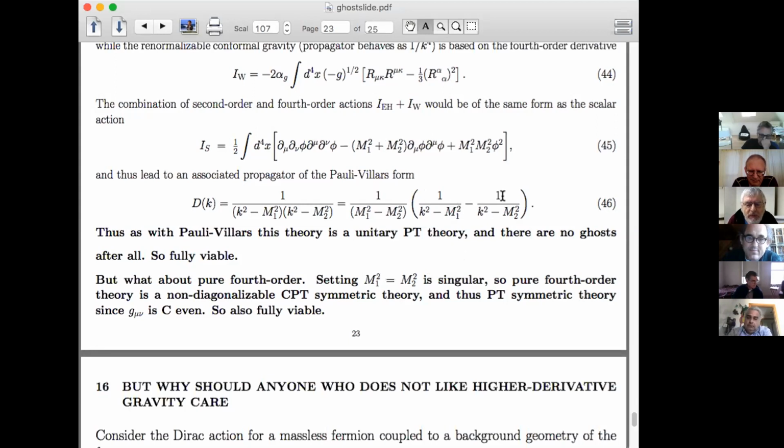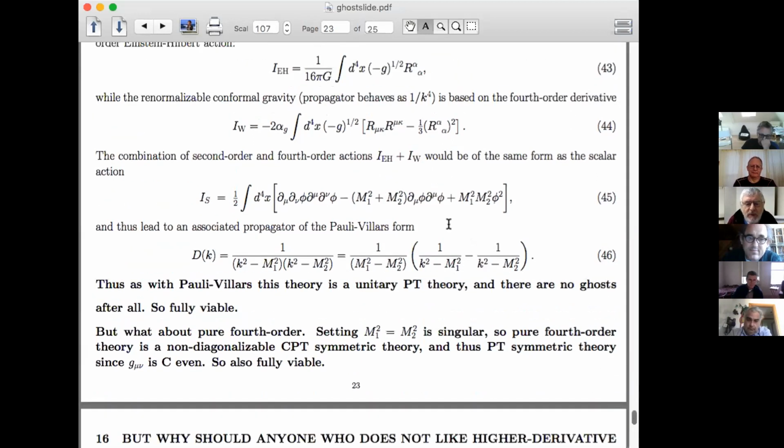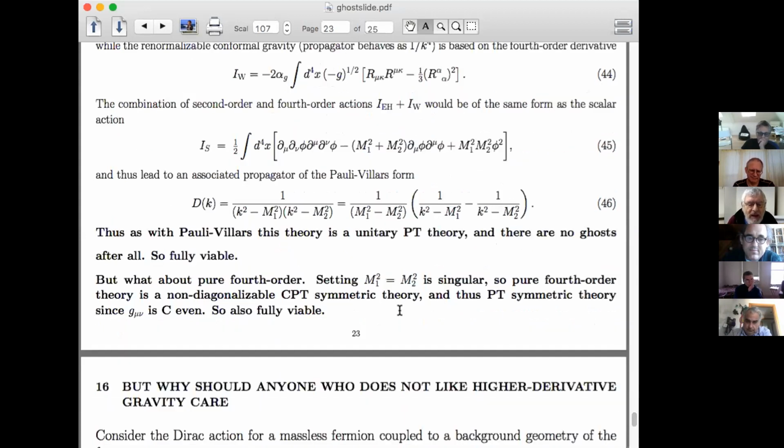So the pure fourth order theory itself, which is based on conformal symmetry, has a non-diagonalizable Hamiltonian. It's CPT symmetric, and therefore it's PT symmetric because G mu nu is C even, it doesn't carry an electric charge. And so the pure fourth order theory on its own is not just renormalizable and ghost-free, it's even non-diagonalizable. And it's the last realization of PT: real eigenvalues, complex eigenvalues, or incomplete set of eigenvalues.